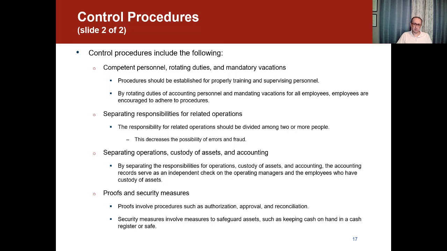Separating operating, custody of assets, and accounting duties. By separating the responsibility of operations, custody of assets, or holding assets, and accounting, the accounting records serve as an independent check on the operating managers and the employees who have custody of assets. And then we also need to have some kind of proofs and security measures. Proofs involve procedures such as authorization, approval, and reconciliation. Security measures involve measures to safeguard assets, such as keeping cash on hand or in a cash register or safe.